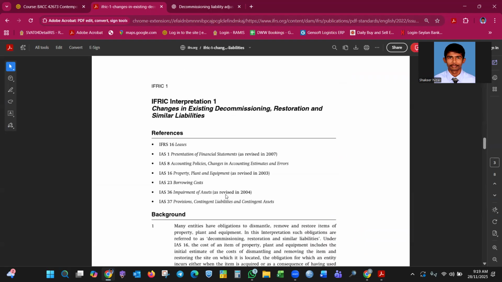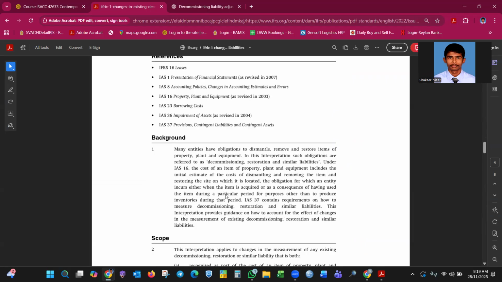So with that note, let me go through the content. Many entities have an obligation to dismantle. Dismantle means remove. The terms are a little bit difficult because technical terms are there. You may Google it and find the meaning of the words. Remove and restore items of PPE. In this interpretation, such obligations are referred to as decommissioning, restoration, and similar liabilities under IAS 16. The cost of PPE includes the initial estimate of the cost of dismantling and removing the item. So this is important.